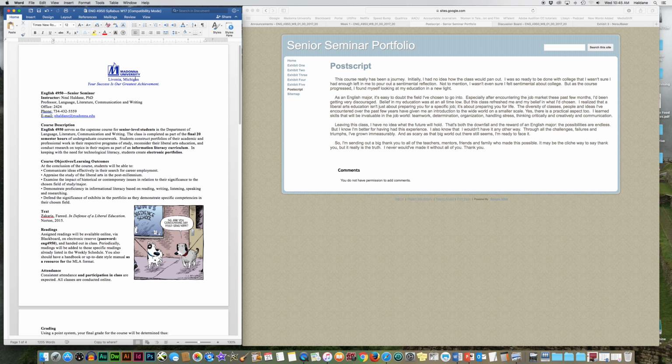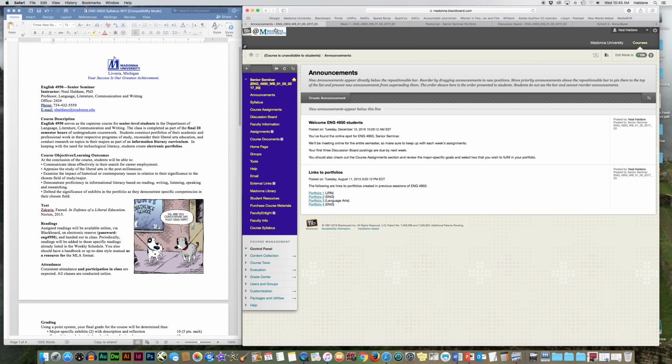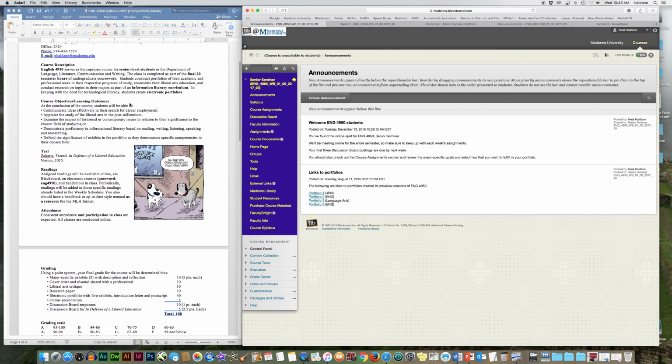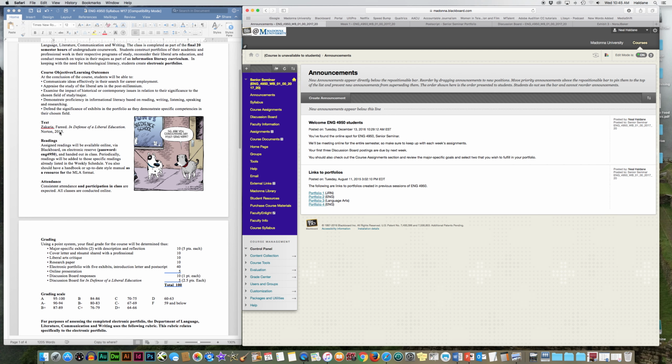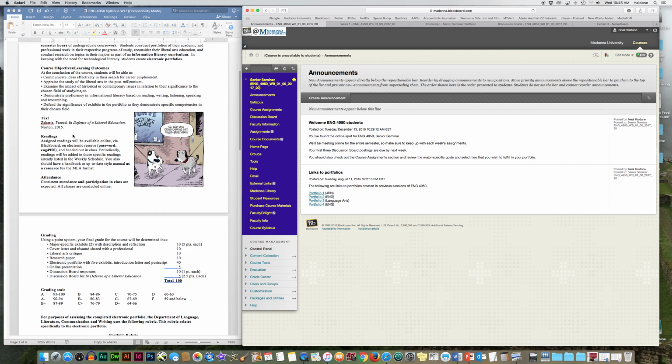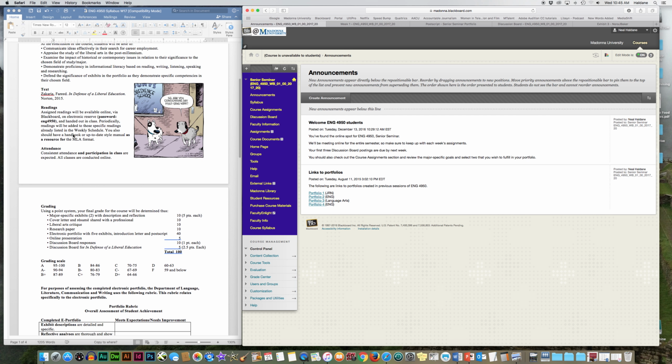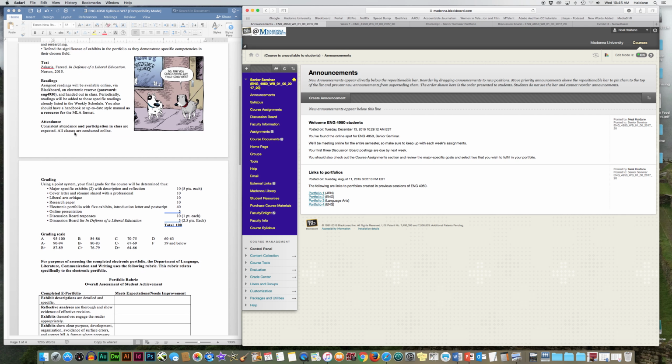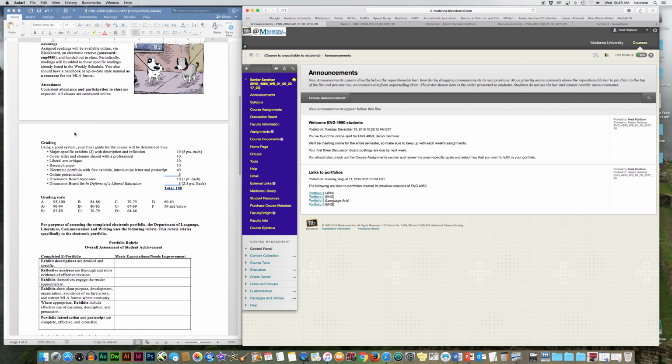The syllabus is contained under the syllabus link in Blackboard, and you can read all these things at your convenience. We have one book, Fareed Zakaria, In Defense of a Liberal Education. You'll be reading that. It's a pretty easy read, and it explains liberal education's history and its implications in a fairly short hardcover or paperback book that you can buy pretty inexpensively online.